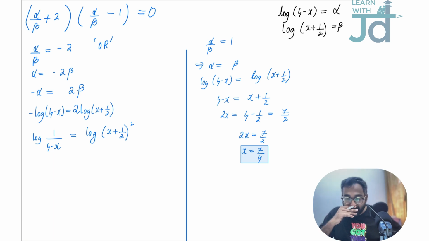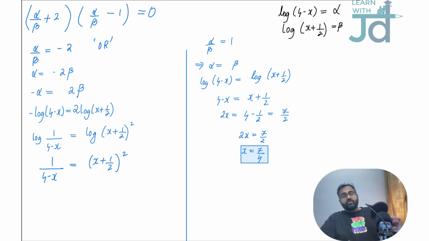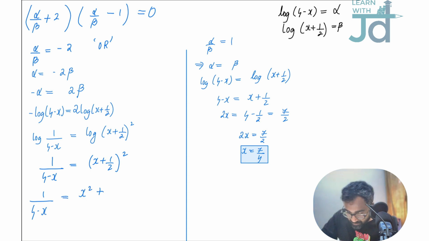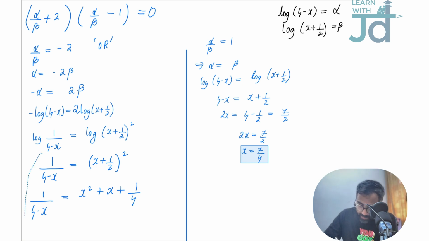So now both are log of the base 10. So what will I do? I'll write 1 by 4 minus x. I'm taking anti-log on both sides. That's it. Now you'll have to solve this equation and you will get the roots for this equation. So we'll try to solve this equation there.